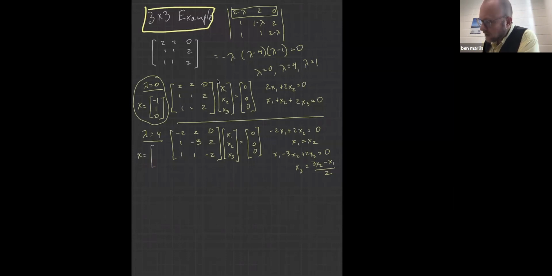So I'm going to come along here and choose my x1 to be 1. And then I know that my x2 has to be 1, and then 3 minus 1 over 2. So that's 2 over 2, which is 1. So it looks like the vector we're getting is 1, 1, 1.